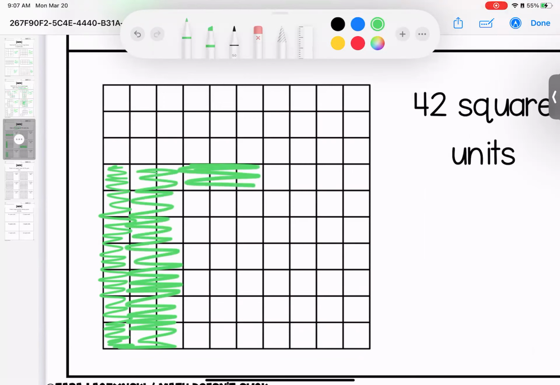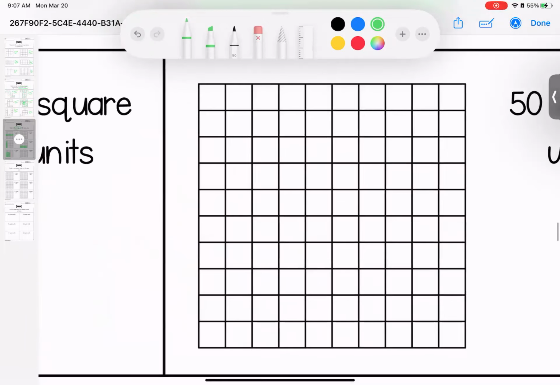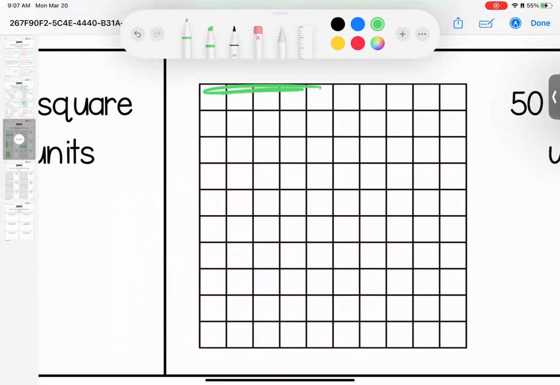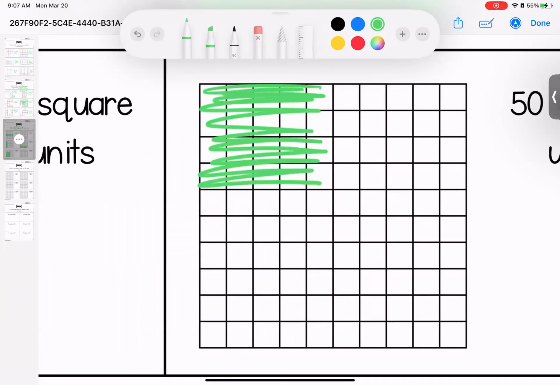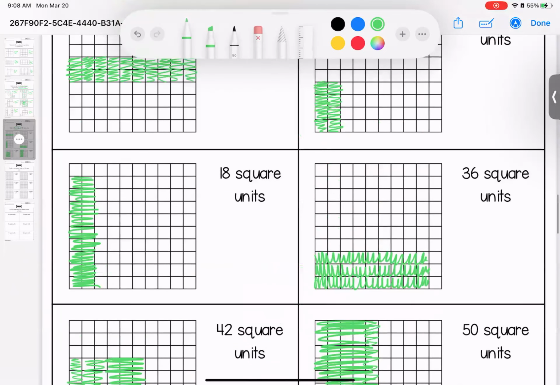And I'm going to do 3 more because 6 times 7 gives me 42. And then the last one, 50. I'm going to do 5 rows of 10 because 5 times 10 is 50. Or if I skip count by 10 times or 5 times, I am going to get 50. So here we go. Our square units as rectangles. Any questions on these? Bring them with you to class.